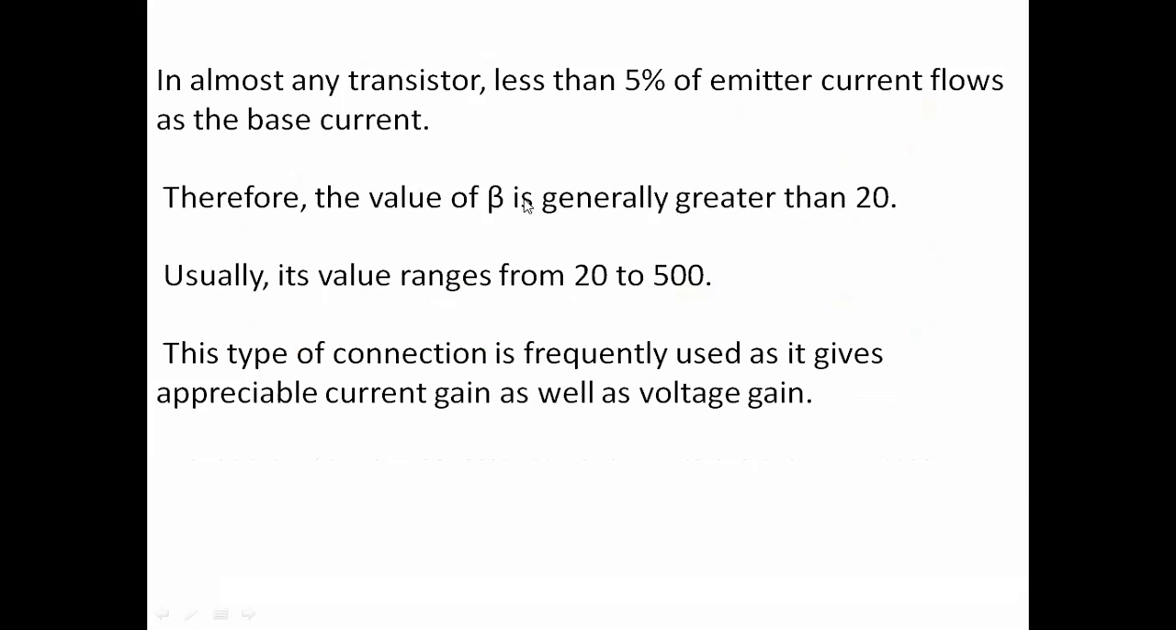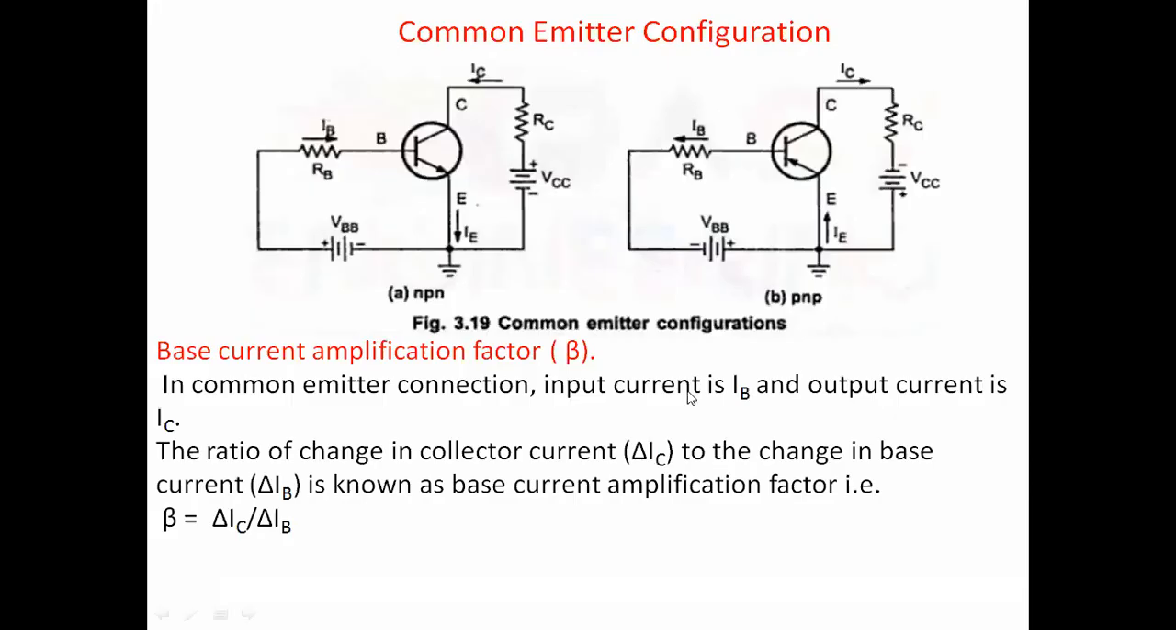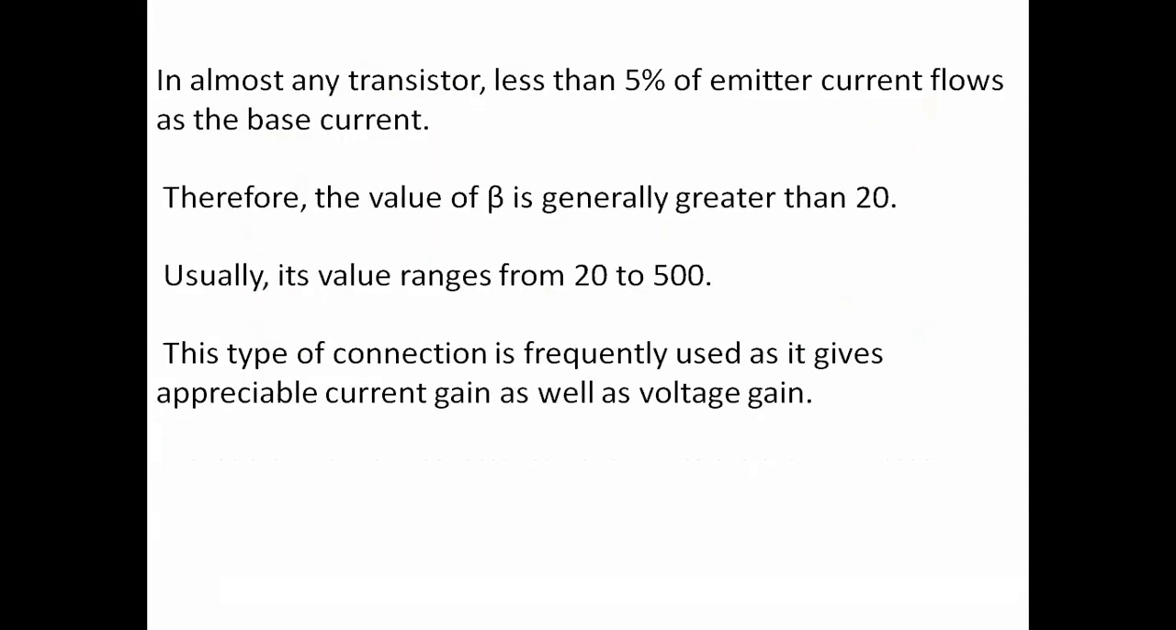So the beta is generally greater than 20, and it is in the range of 20 to 500. So this type of connection is frequently used. It gives appreciable current gain as well as voltage gain. So generally you can use the common emitter configuration for most cases, because it produces a higher value of current gain and voltage gain.